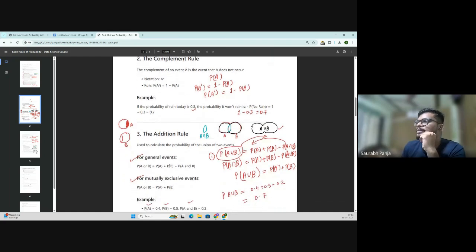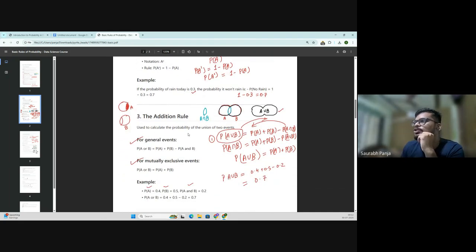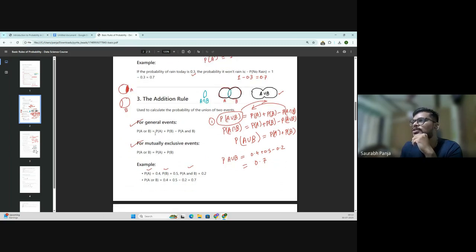The addition rule is used to calculate the probability of two events happening together. How do you calculate it? This is the formula. First, you have to do an intersection, and then you have to remove the intersection part of it. Now, how is that done? It is a set theory formula.